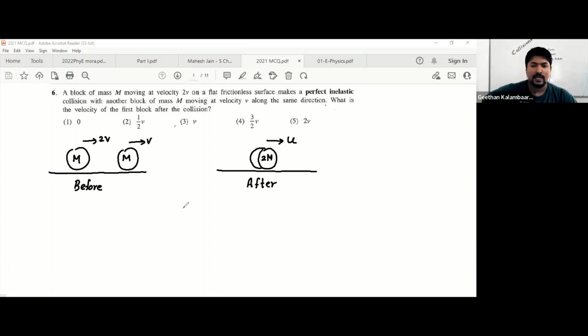Right? So that is why you need to know perfectly what these three collision types are. Fine. So now we know that this is a perfectly inelastic collision. So we know that they both move together.